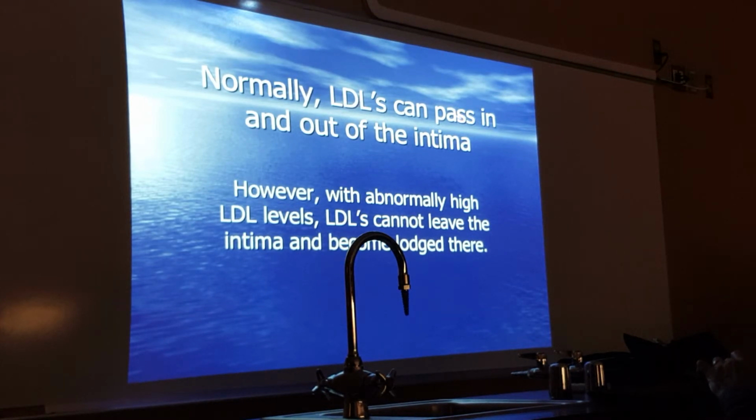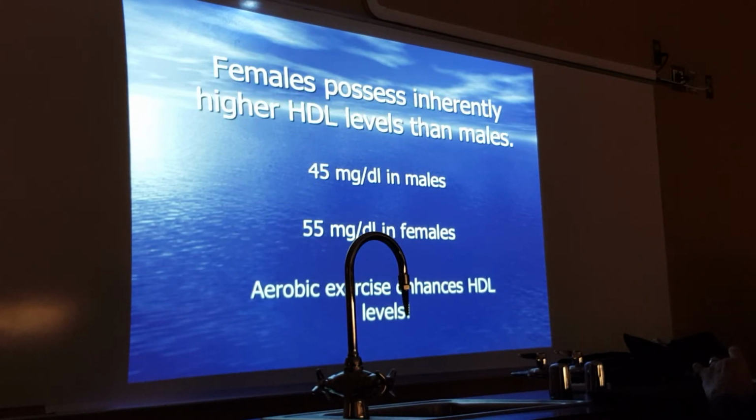Normally LDLs can pass in and out of the intima, which has little holes in it, little fenestrations, and LDLs kind of swim in and out. That's all normal. But when your blood levels of LDLs get too high, they get in there and they get caught, and they can't get out. That's when problems start to develop, because the intima doesn't like that, and starts to mount an immune response against them.